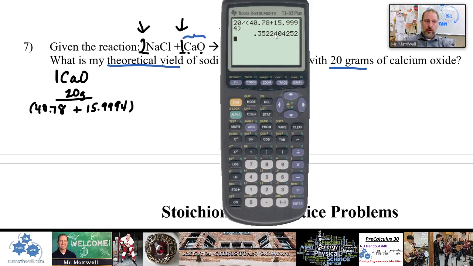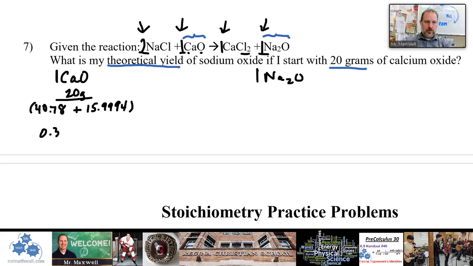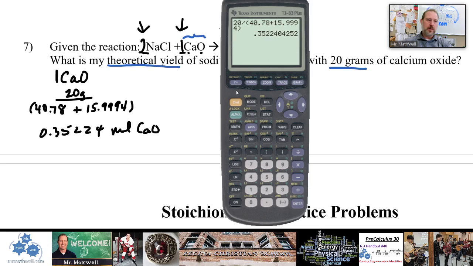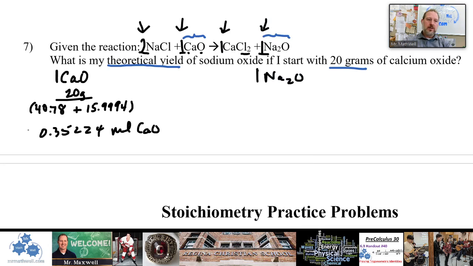Okay? And that gives me 0.3522 moles. So that's the number of moles that I actually have. 20 grams of calcium oxide actually equals 0.35224 moles of CaO. That's what my calculations have told me here. All right, so now this is what we have, and I'm trying to find out how much sodium oxide I would produce, or what I should produce, the theoretical yield.